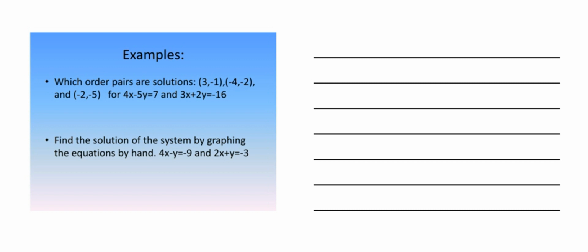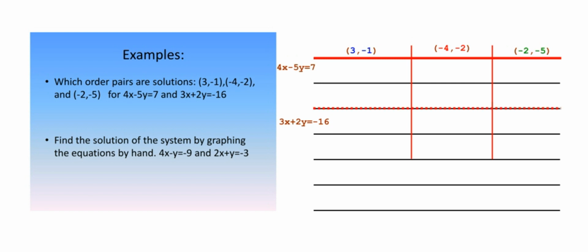So we have three different coordinates. Our equations, 4x minus 5y equals 7 and 3x plus 2y equals negative 16 first. And the coordinates that we're checking, 3 comma negative 1, negative 4 comma negative 2, and negative 2 comma negative 5. And I'll set them up like a table. That way it's easier to visualize in this case. So let's try the first coordinate, and let's see if it works for the first equation.